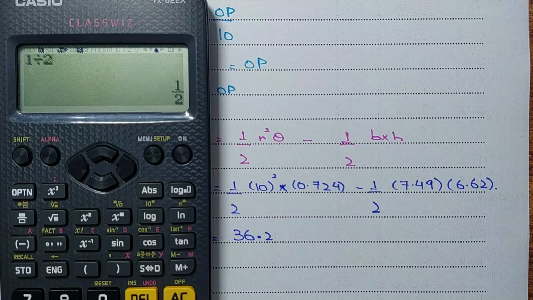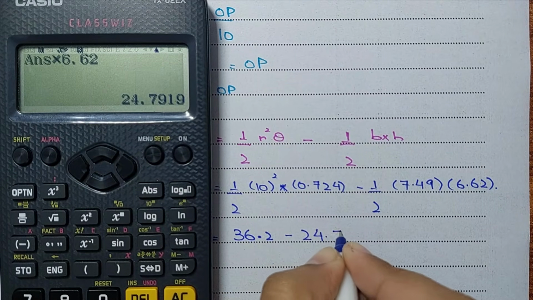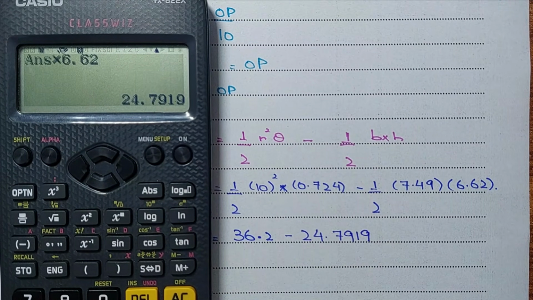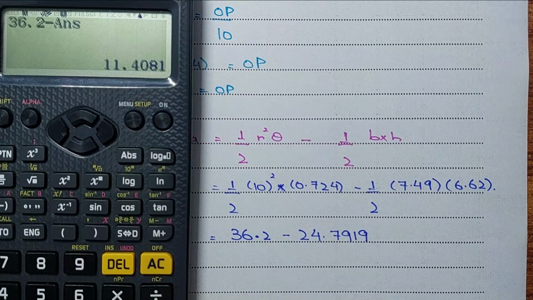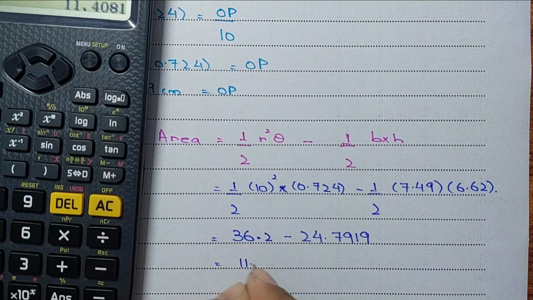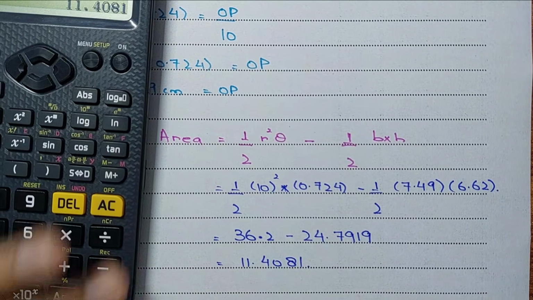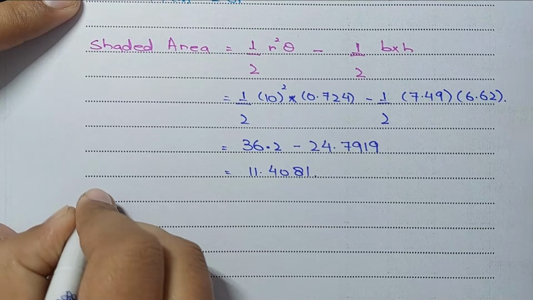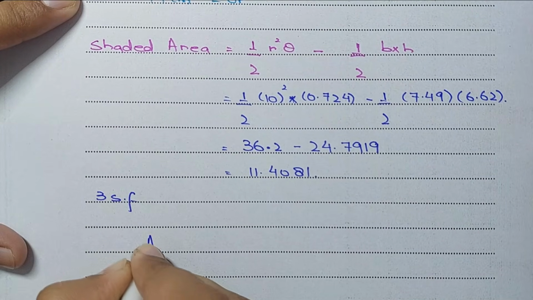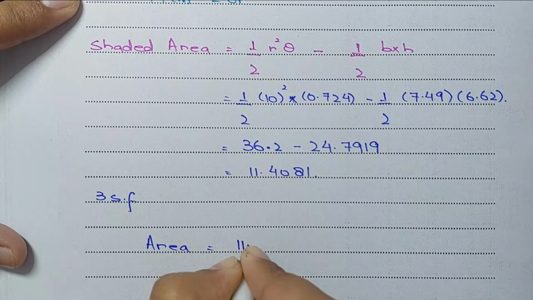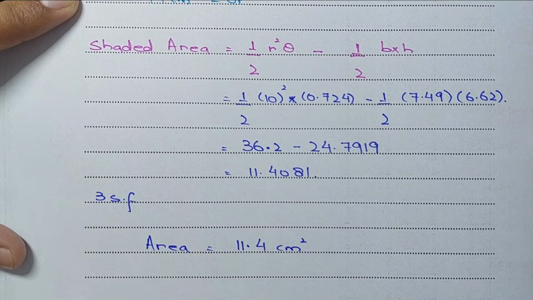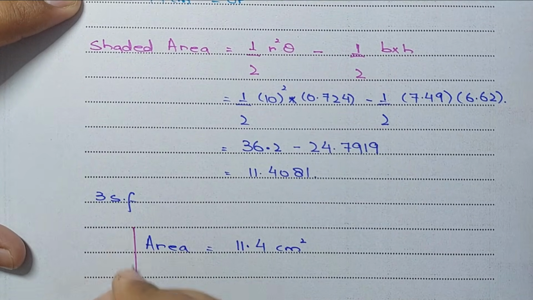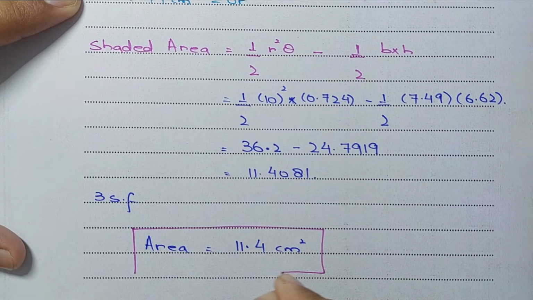Okay, 1 by 2 times 7.49 times 6.62 is 24.7919. 36.2 subtract that answer is 11.4081. We need to figure out the area up to three significant figures. So to three significant figures, the area is 11.4 centimeter squared. That is the area, up to three significant figures.